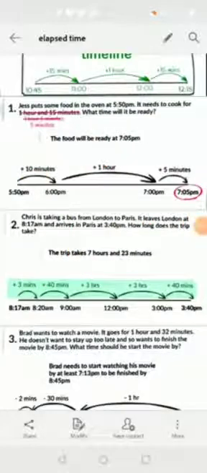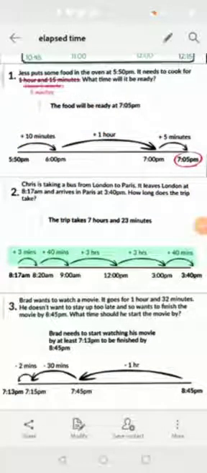Now one more example. Brad wants to watch a movie. It goes for 1 hour and 32 minutes. He doesn't want to stay up too late and so wants to finish the movie by 8:45. What time should he start the movie? Brad wants to watch a movie and the duration of the movie is 1 hour 32 minutes, but he does not want to stay up too late, so he wants to finish the movie by 8:45. So at what time should it start?